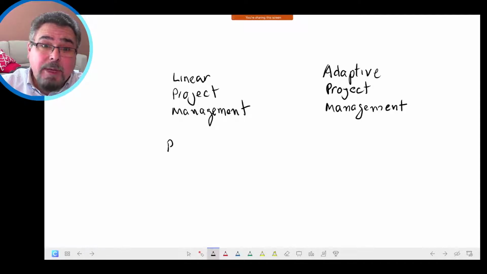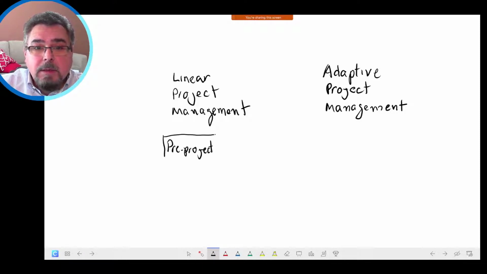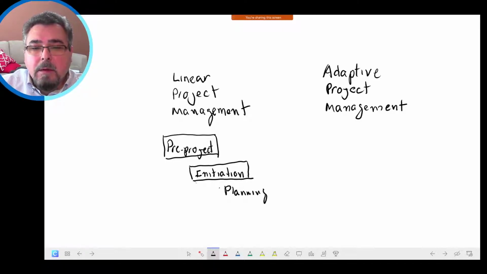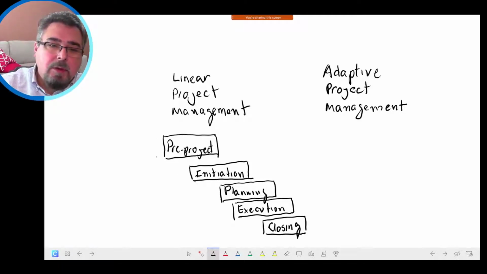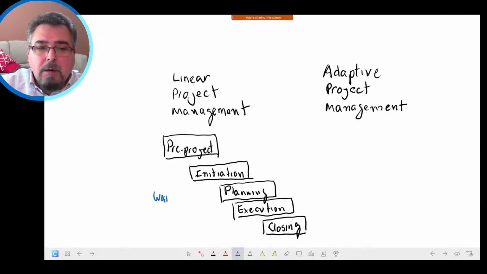We have some phases. We have a pre-project phase. Then we move to the project initiation. I'm using the PMI methodology. Then we have planning. Then we have execution. And then we have the closing. Okay? And that methodology, usually we call waterfall as well. You can call it linear.